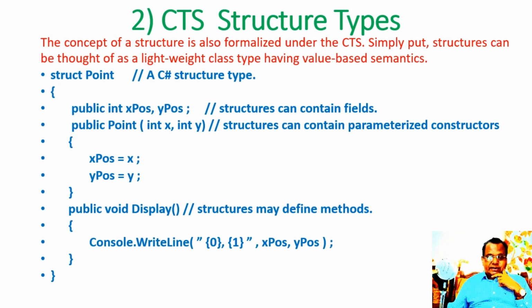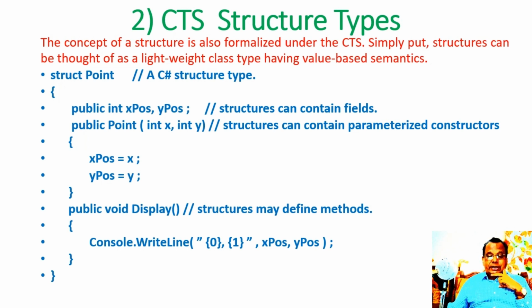Next is a parameterized constructor: public Point(int x, int y). Structures can contain parameterized constructors; that's also absolutely valid. Then open the brace. xPos is equal to x; yPos is equal to y. Then close the brace for the constructor Point, the parameterized constructor.